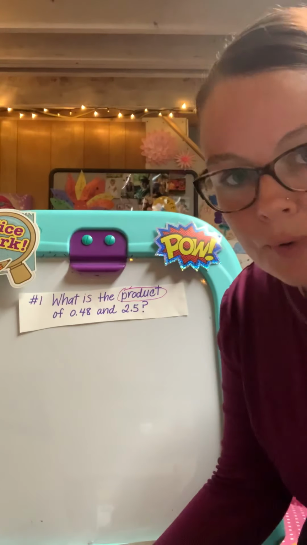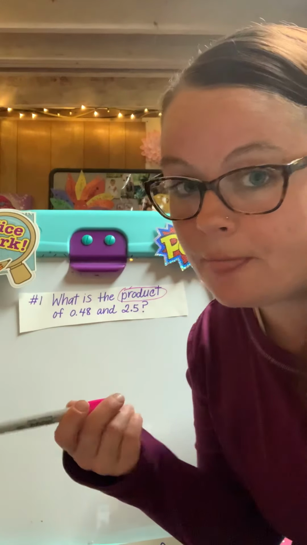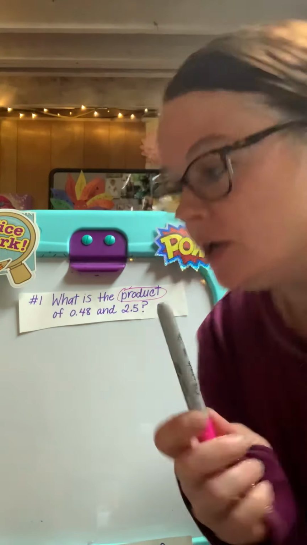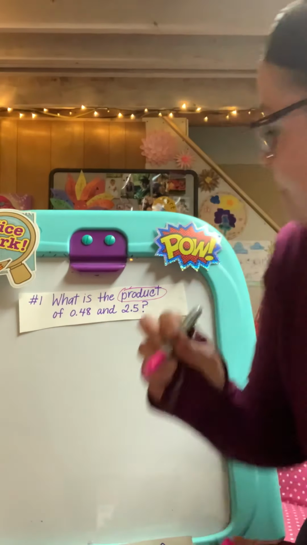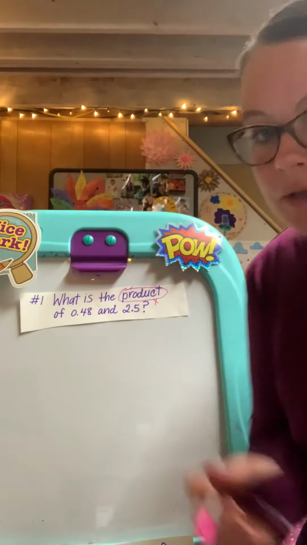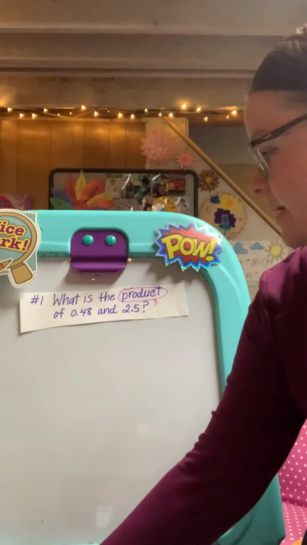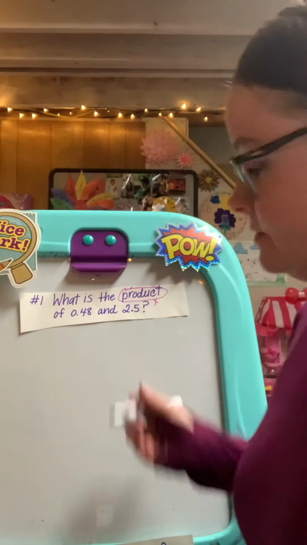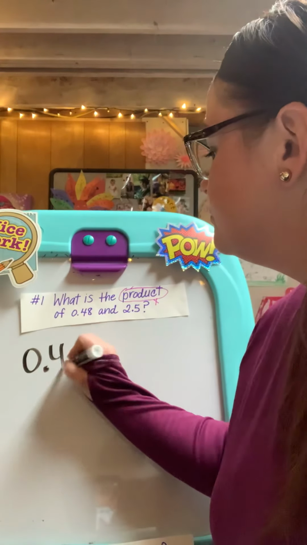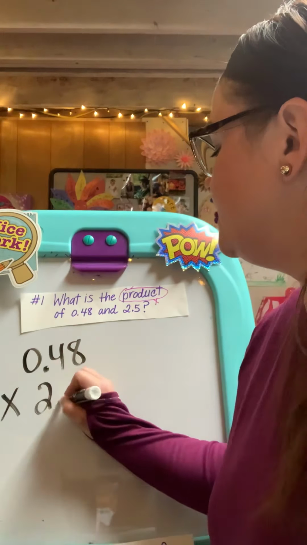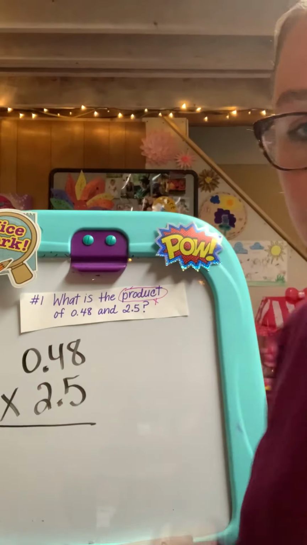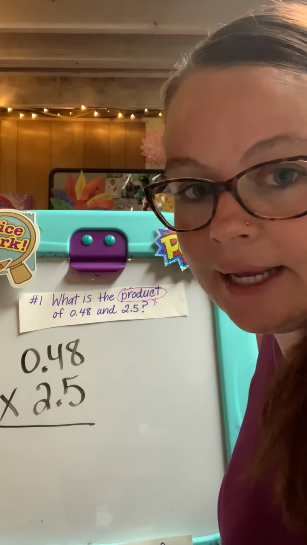So right away, if I was to read this problem, I see the word product. We just talked about what that means. Do you remember? The answer to multiplication. So it's a clue word. So what I do is I always either circle or underline it, and then I put times because I know it's going to be multiplication. All right, let's solve it. All right, so here I have 48 hundredths times 2 5/10. Okay, so we do not need to line them up when we multiply. You only need to line them up when you're adding and subtracting decimals.